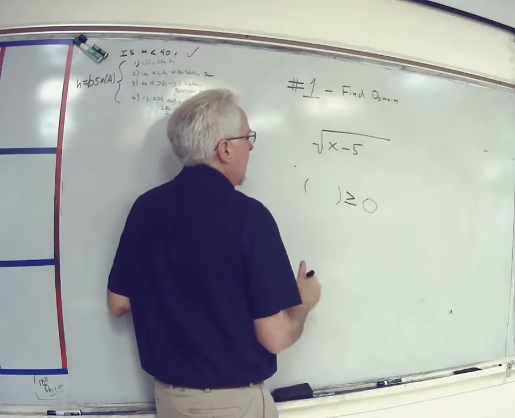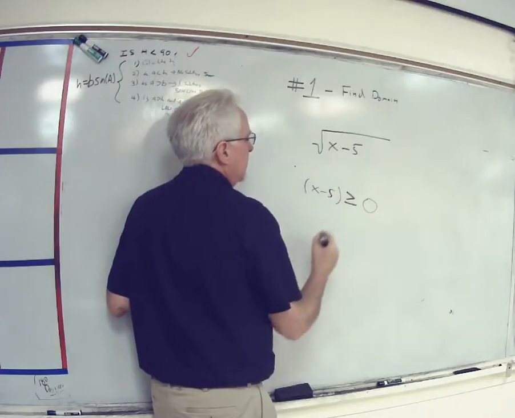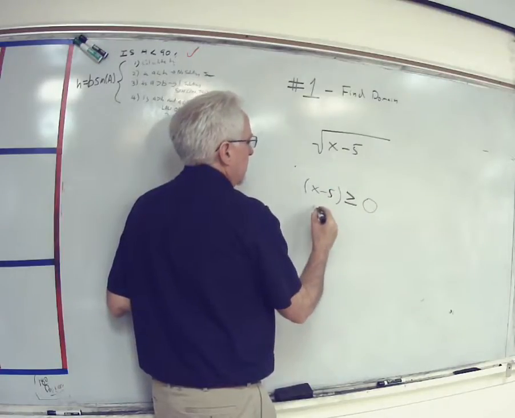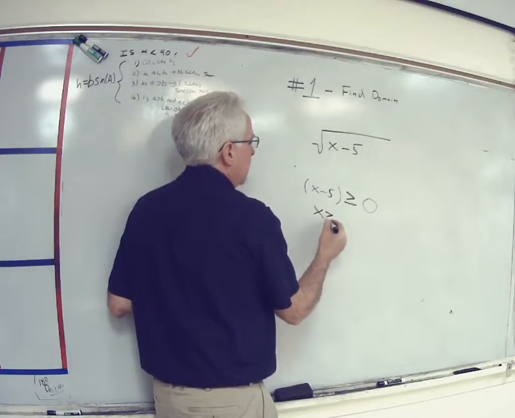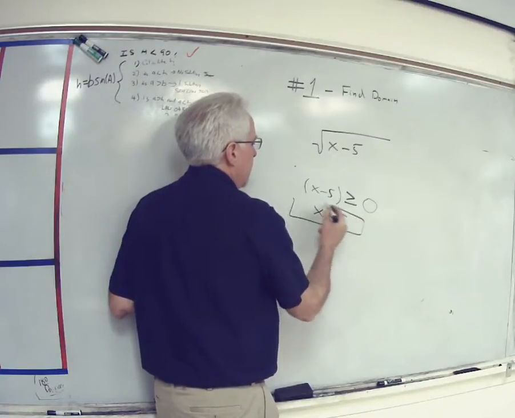So how would I find the domain? Well, what's under the radical? x minus 5 needs to be greater than or equal to 0. So x needs to be greater than or equal to positive 5. Okay, this is the domain.